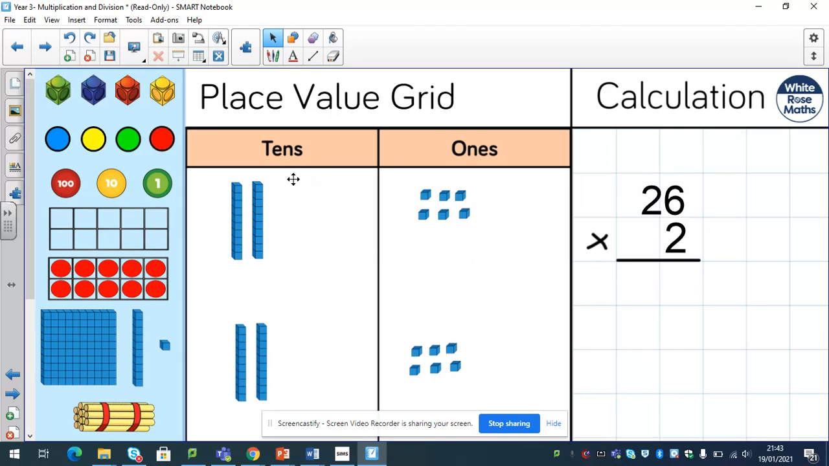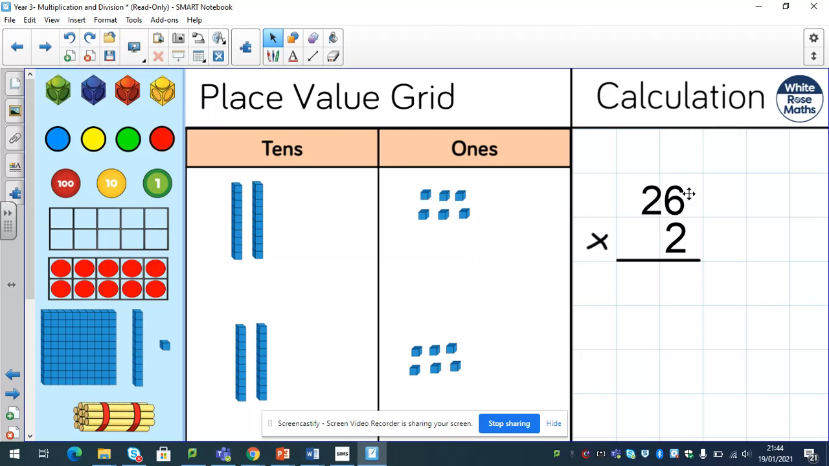Two groups of 26. Again, we've split it up, we partitioned it into our 2 tens and our 6 ones, and the same with the group below. 2 tens, 20, and 6 ones. Again then, we're going to look at our ones column first. We always start with our ones column.